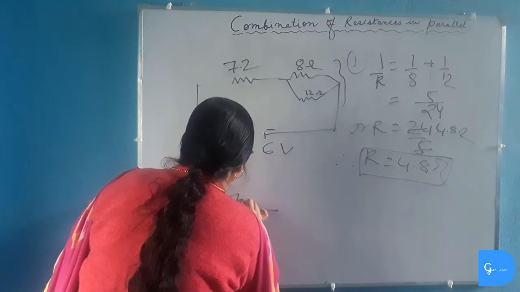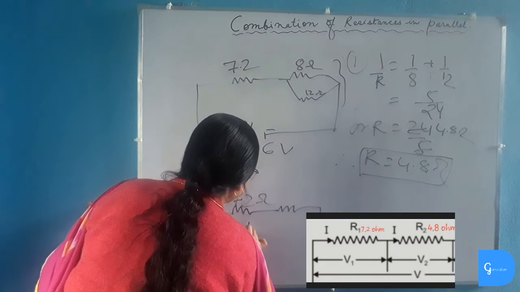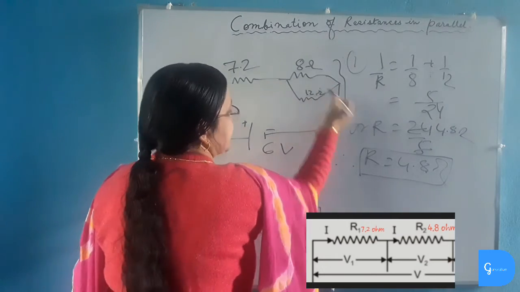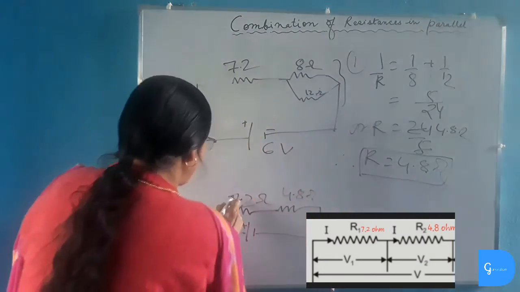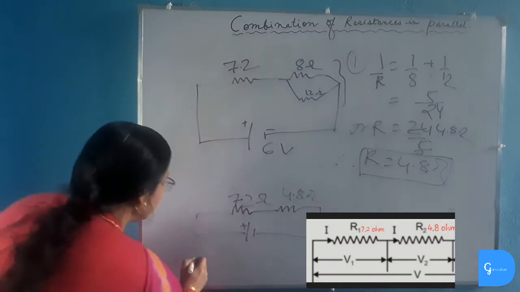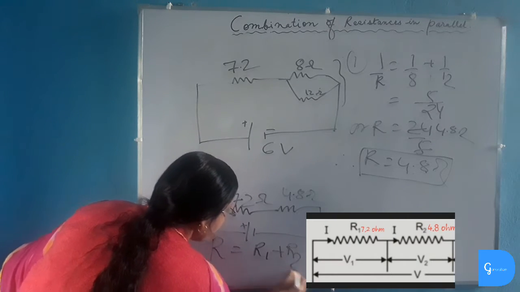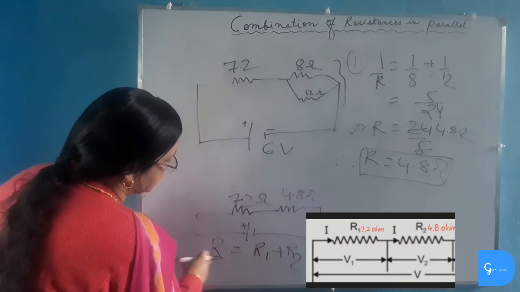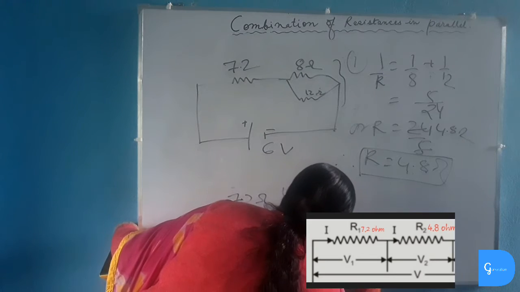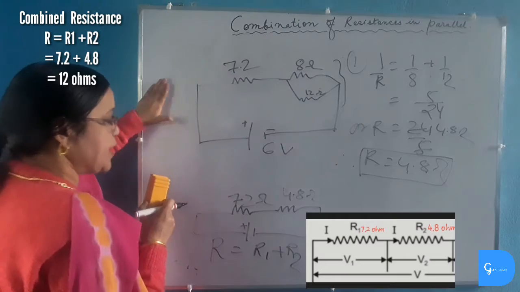So we can draw the circuit diagram again with 4.8 ohm. These two parallel resistors give a single resistance 4.8 ohm, and now these two resistors are connected in series. So the total resistance here, since they are connected in series, is R is equal to R1 plus R2, because in series connection we know that R is equal to R1 plus R2. So 7.2 plus 4.8 will be equal to 12 ohm. Thus the total resistance in this circuit is 12 ohm.